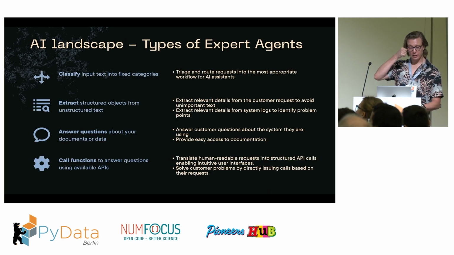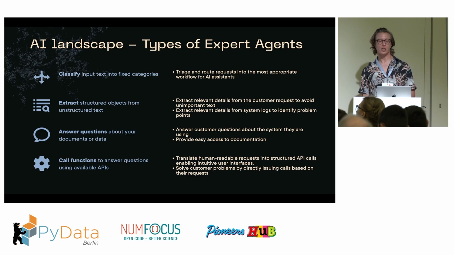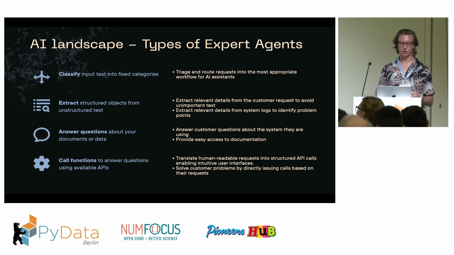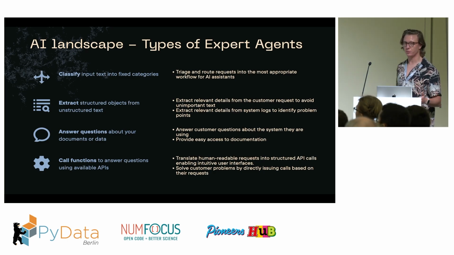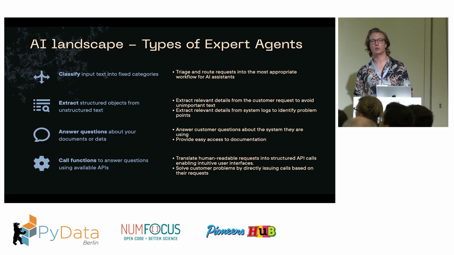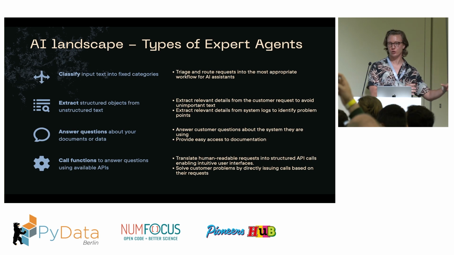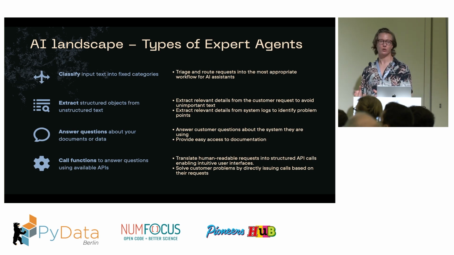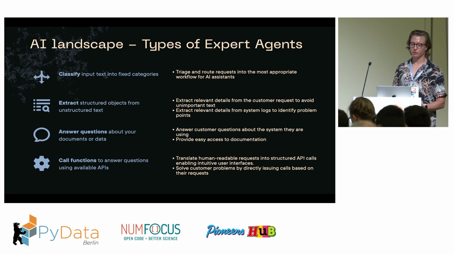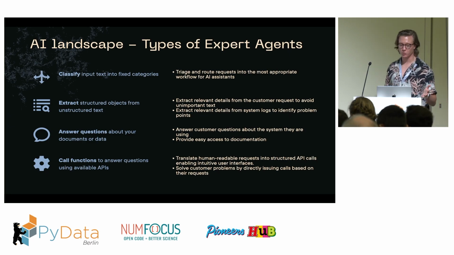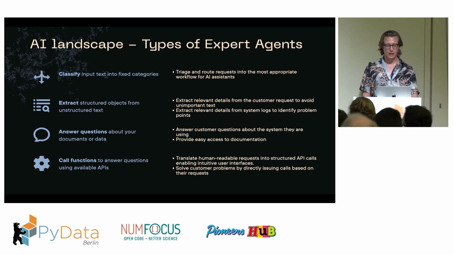So, what are types of expert agents that you can work through? Right, so there are quite a few tasks like classification, information extraction, question answering, or function calling. And in general, I just want to talk a little bit about a few practical applications so you can put this theory into more real-world examples. So, for example, for classification, you can triage and route requests into the most appropriate workflows for AI assistants.